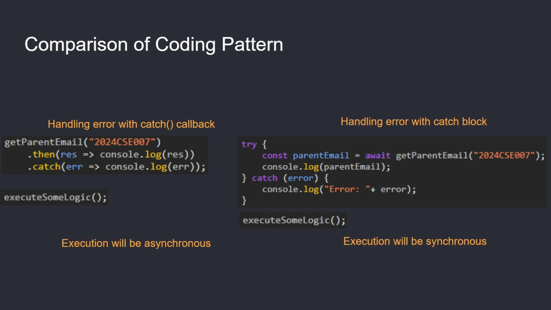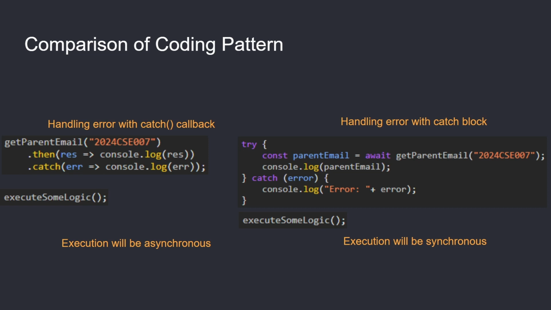But there is a difference between these two ways. If you put some logic after the call to the API with then and catch callbacks, we'll find that this following logic will be executed in an asynchronous manner, which means that even before this API call has executed, the following statement will be executed. Whereas in the second case where we use the await keyword, the execution will be synchronous. That is, this some logic will not be executed until the call to get parent email returns a response.